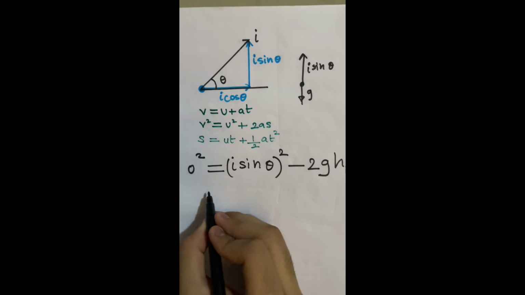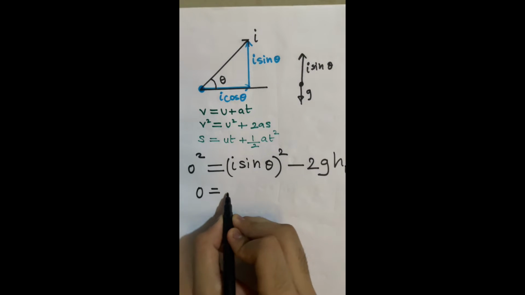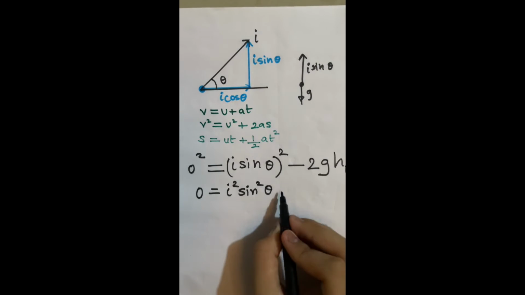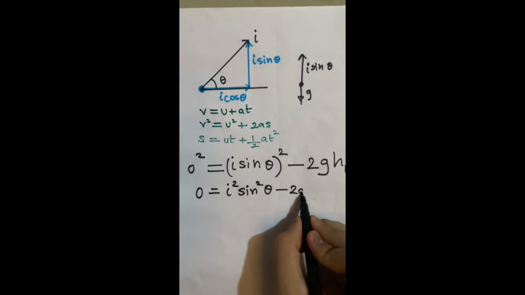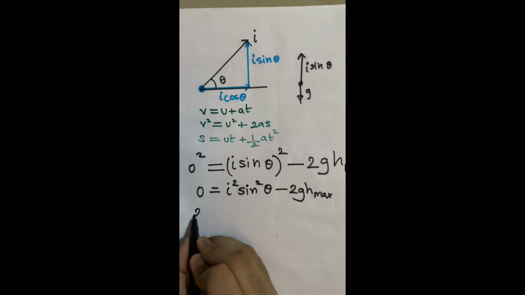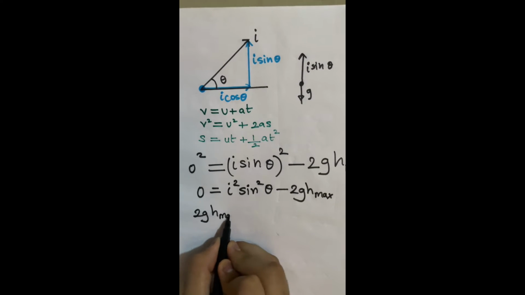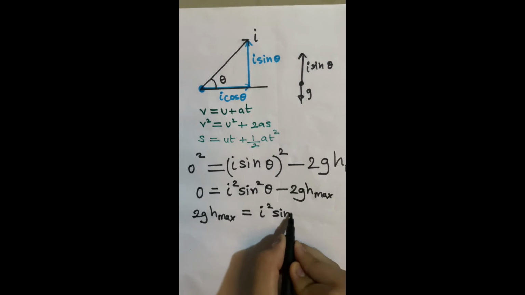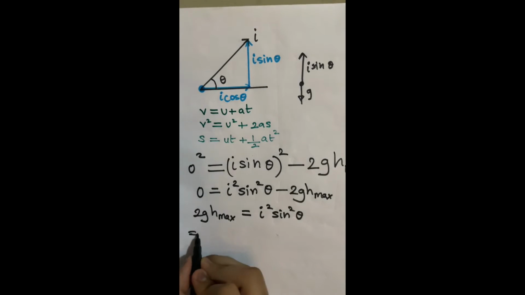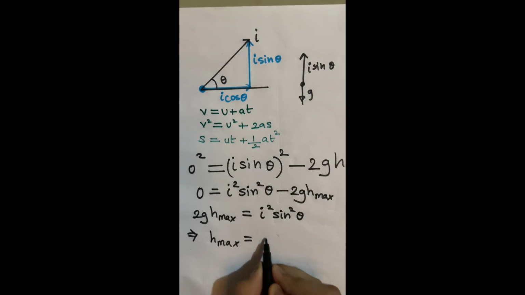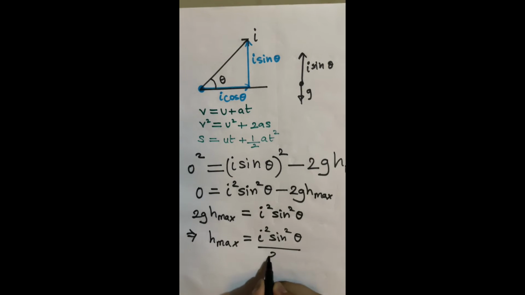Therefore, if we continue this equation, 0 is equal to I square sine square theta minus 2g maximum height. This means that 2g maximum height is equal to I square sine square theta. Therefore, rearranging all of this, we get maximum height is equal to I square sine square theta upon 2g.